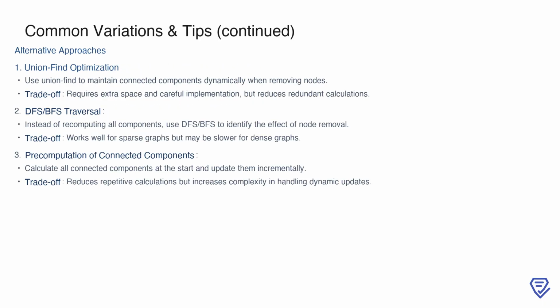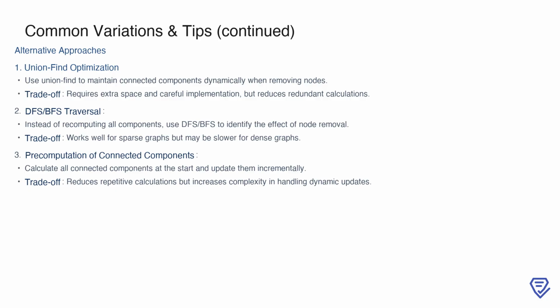When considering alternative approaches, there are a few strategies worth discussing. First, union find optimization can be a powerful tool. By using union find, you can dynamically maintain connected components as you remove nodes. However, this approach requires extra space and careful implementation to handle updates correctly. Another option is to use DFS or BFS traversal. Instead of recomputing all components from scratch, you can traverse the graph to assess the impact of removing a node. This method works particularly well for sparse graphs, though it may be less efficient for dense graphs.